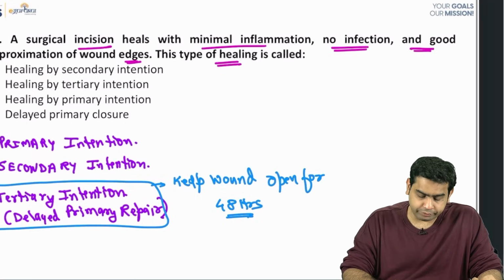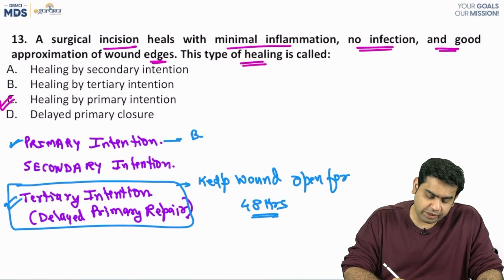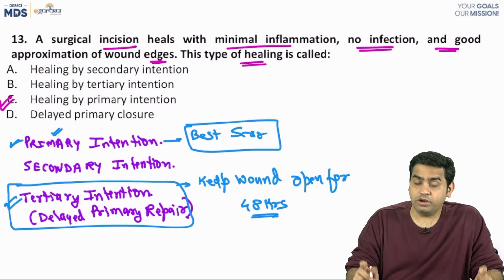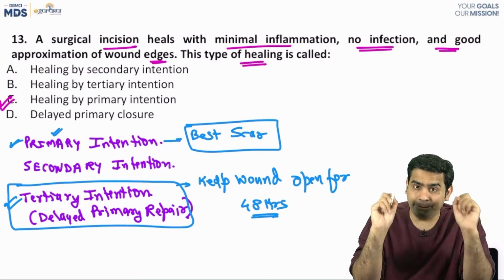Important. And the wound quality, or the scar quality, is the best. So the best scar is what you basically get in healing by primary intention. If you bring the two edges together immediately, the scar quality is the best.